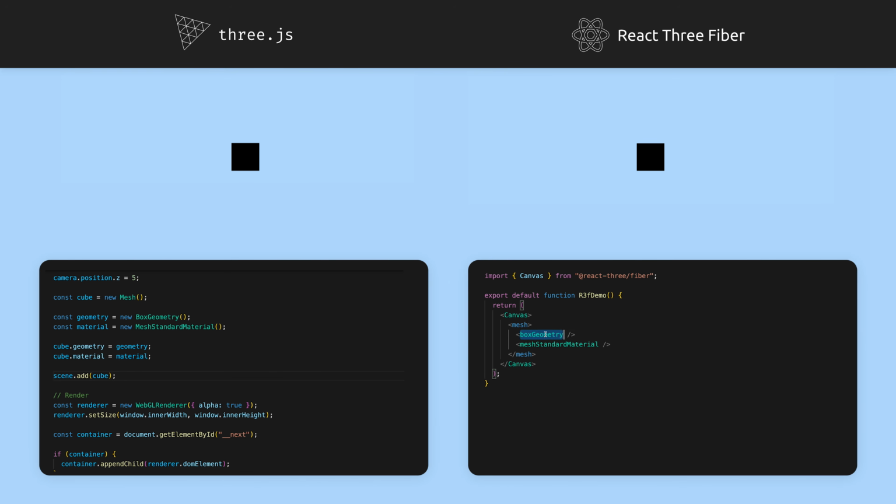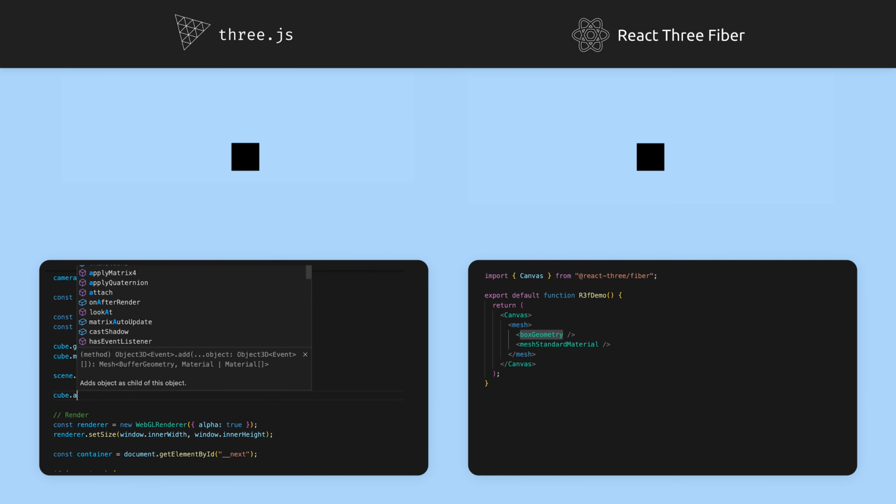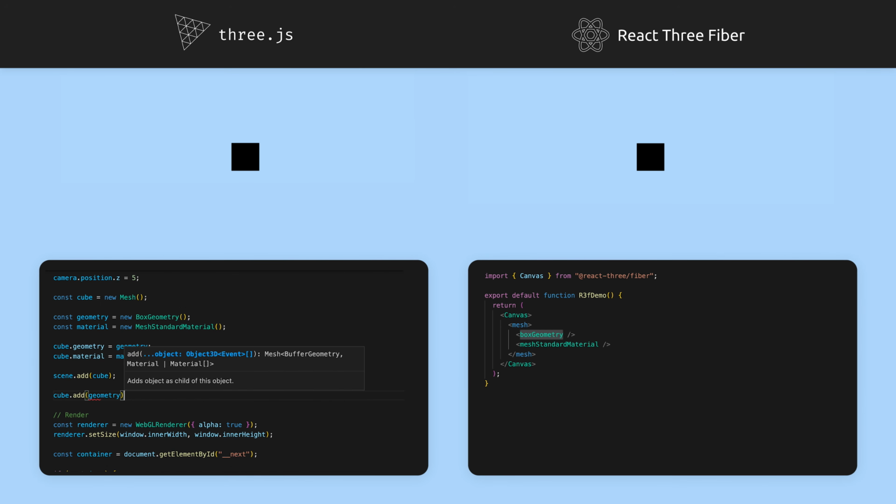So then how does box geometry and mesh standard material work? Since these are children of mesh, are these actually getting added in the same way you'd say cube.add geometry? And that's not true, right? You don't add geometry as a child of cube. You set its geometry property and its material property. So how come these two JSX elements get special treatment? How do they actually work?